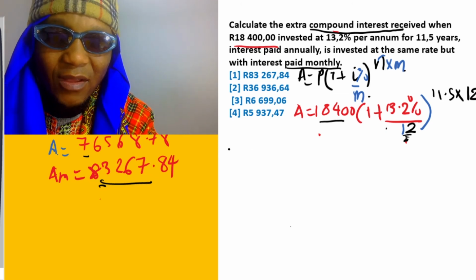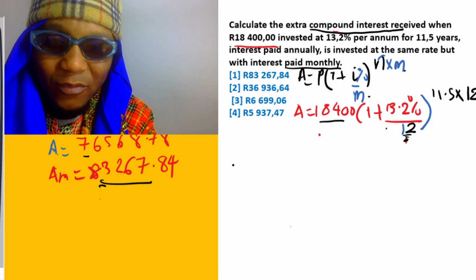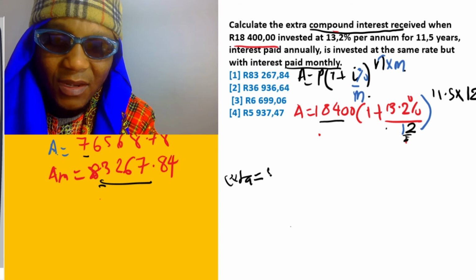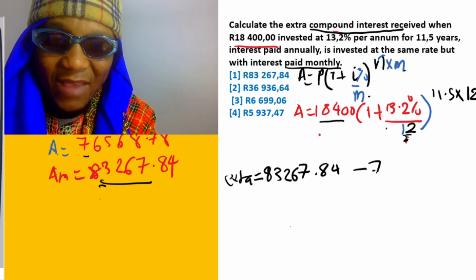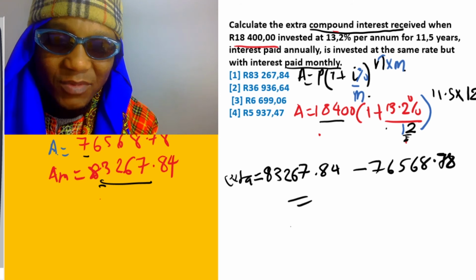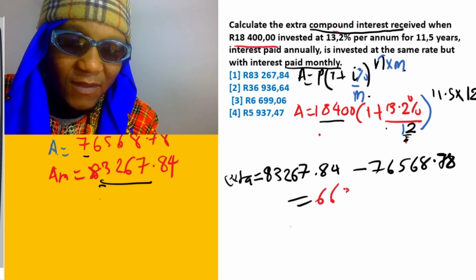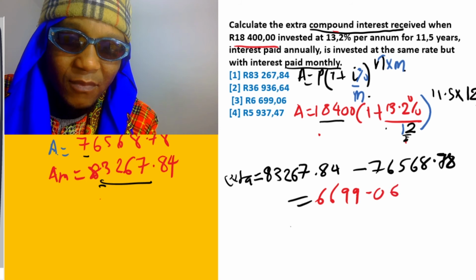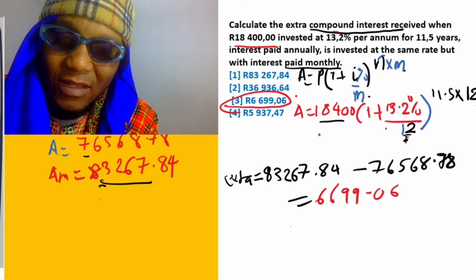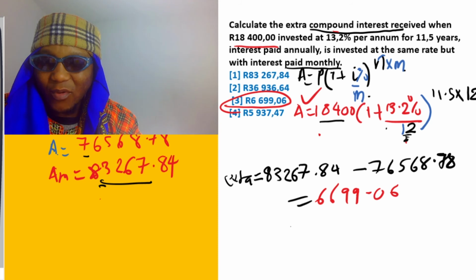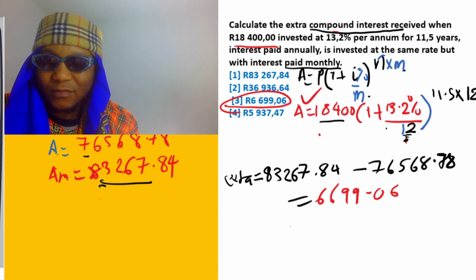So we're going to say now, what we need, the extra, is equal to 83,267.84 minus 76,568.79. So when you subtract these two, it's going to give you 6,699.06, and that's going to be this answer here. So look, something which is very, very important now. Let me show you here something very, very important.